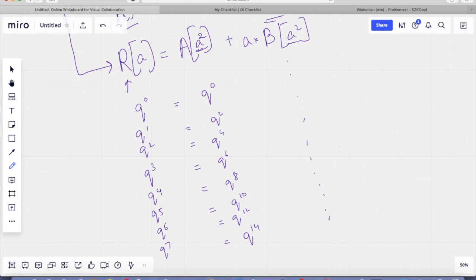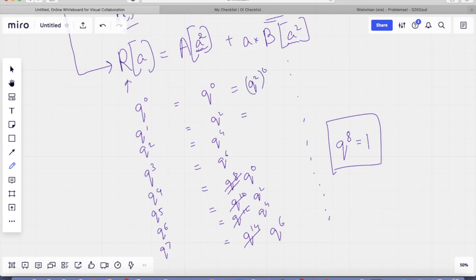Now the interesting thing is this, q to the power 8 equal to 1, this we know, it's given in the problem statement. That means this essentially becomes q to the power 0, this becomes q to the power 2, this becomes q to the power 4, and this becomes q to the power 6. And now we can write them as q square whole to the power 0, we can write this as q square whole to the power 1, similarly for this q square whole square, and this is q square whole cube.